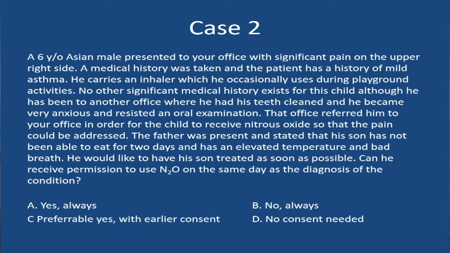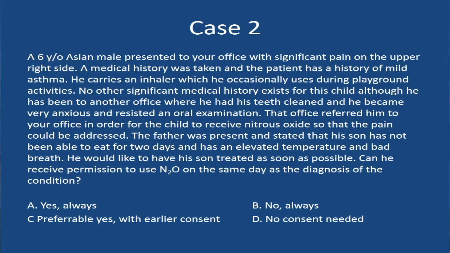Case 2. A 6-year-old Asian male presented to your office with significant pain on the upper right side. A medical history was taken, and the patient has a history of mild asthma. He carries an inhaler which he occasionally uses during playground activities. No other significant medical history exists for this child, although he has been to another office where he had his teeth cleaned, and he became very anxious and refused and resisted an oral examination.